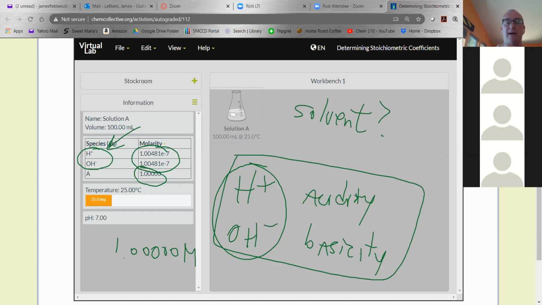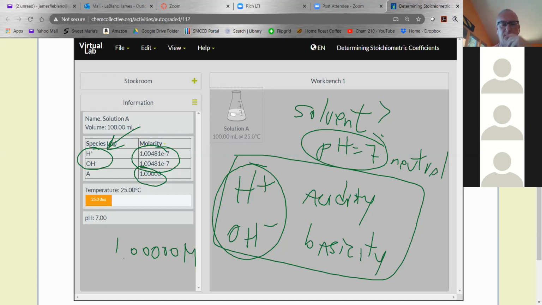pH 7 means it's a neutral solution. It means it's neither acidic nor basic. But where does that come from? What does pH equals 7 actually mean? We sort of talked about it a little bit in class the other day. See if anyone can remember. What does it mean?